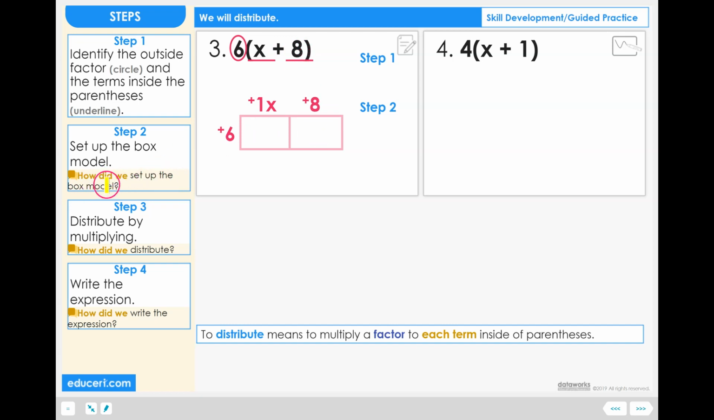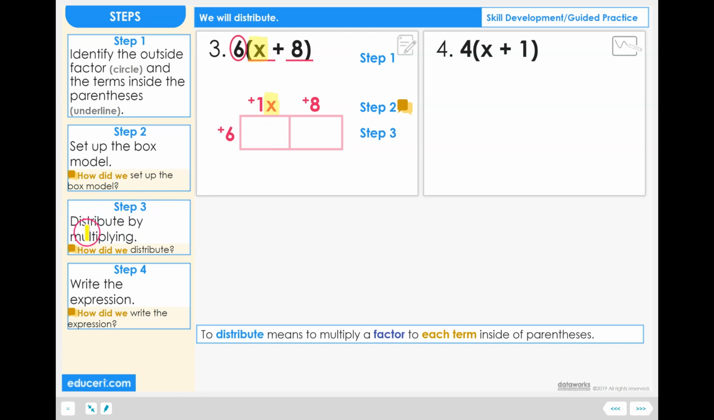How did we set up the box model? We set up the box model by drawing our long rectangle, splitting it in half, putting the outside factor on the outside of the row, and putting the two terms from the inside of the parentheses on the top of the columns. The unique thing about this problem is that when we have just a regular x, notice here that we put on for ourselves this positive 1 as a coefficient so that we remember when we're multiplying 6 times the 1 to get our value inside the box.